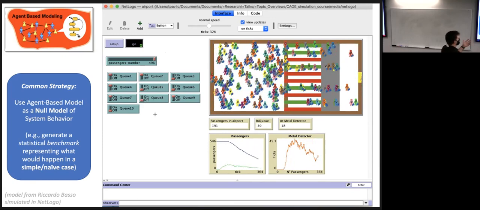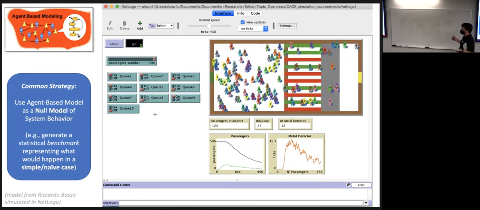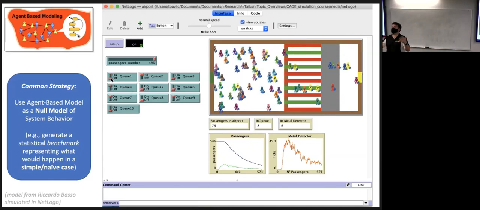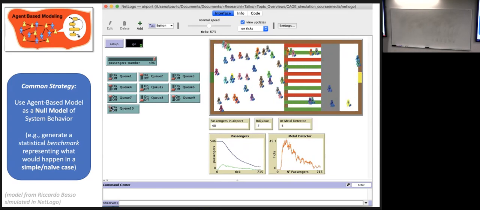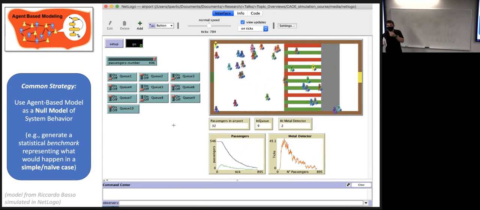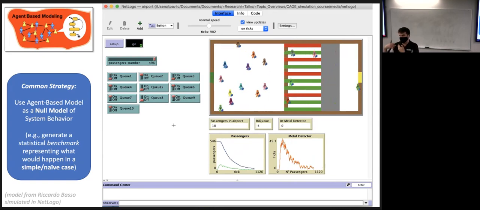And so these agent-based models can often be a good benchmark. And then you can say, well, what is the null expectation? What would happen at random? Just that if people were to just arrive at these things and then just mill through whenever they hit them first, like that's not how we operate an airport. But we can use that as kind of a baseline behavior that we want to do better than.